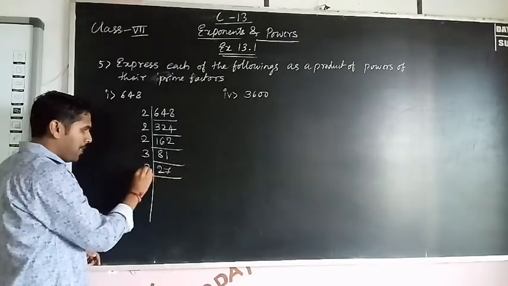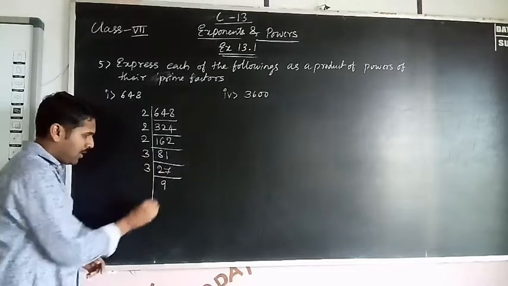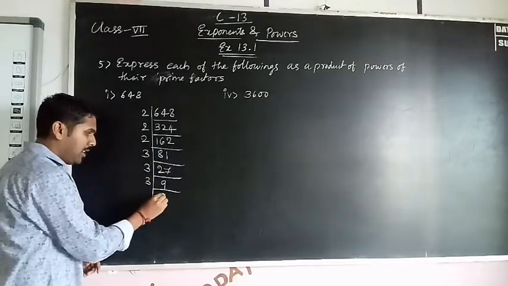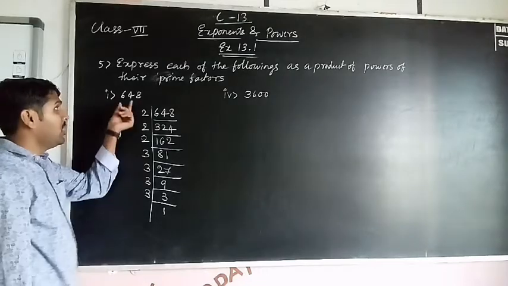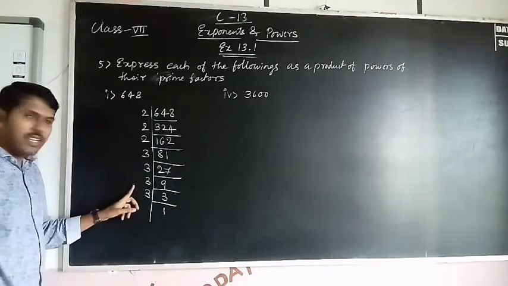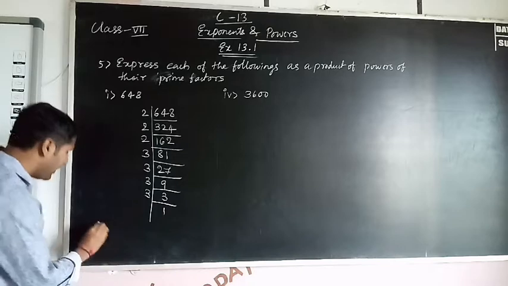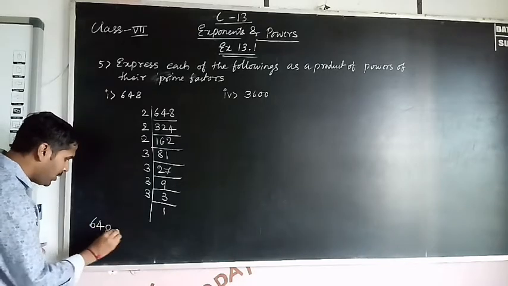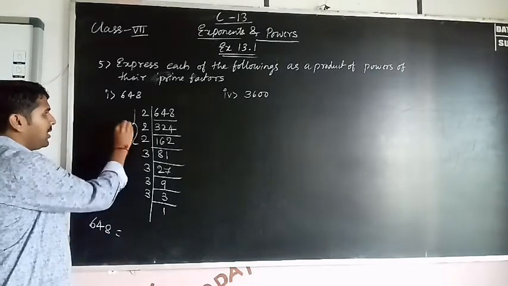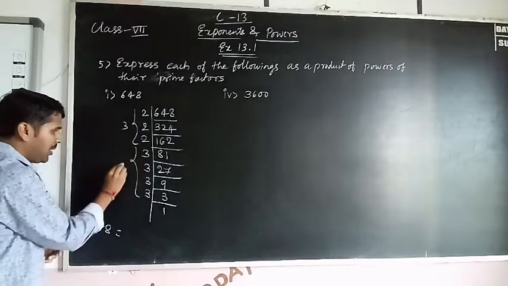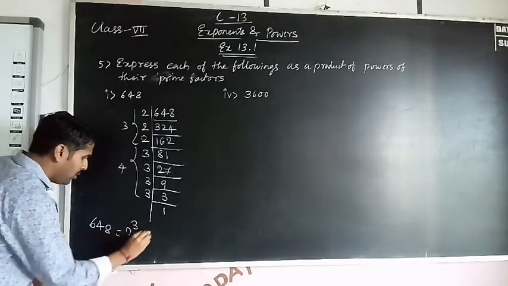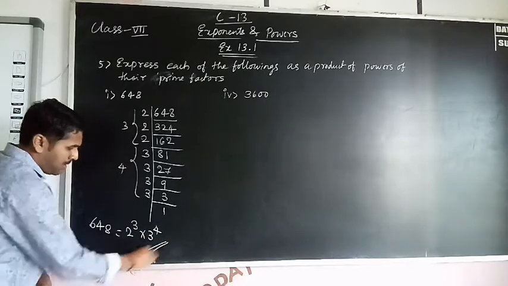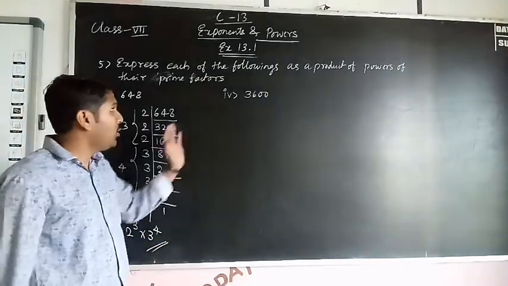Next again 3 9s are 27. Next 3 3s are 9. So again 3 1s are 3. So prime factors means here 2 and 3 are prime factors. So what is the answer? 648 equals, so 2 how many times? 3 times. 3 how many times? 4 times. That means 2 raised to 3 into 3 raised to 4. This is the answer. So total 4 questions are there.